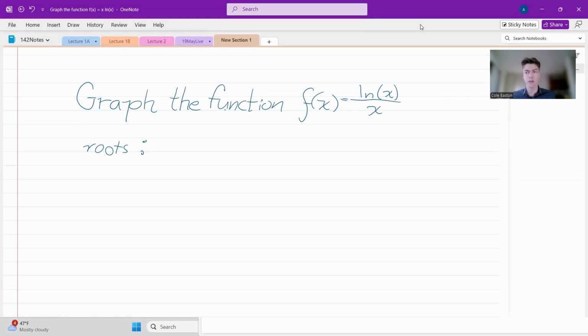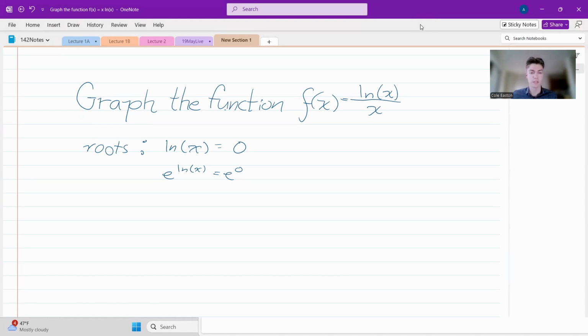And when we have a fraction, we know that the roots of the fraction occur when the numerator is 0. So we're going to say ln of x equals 0. And the way that we cancel out an ln is we raise e to the power of both sides, right? So e to the ln of x equals e to the 0. And ln of x is saying, what power do I need to raise e to get x?